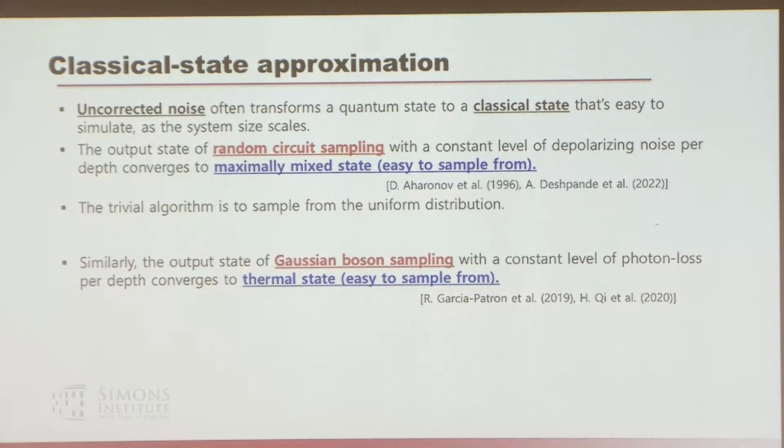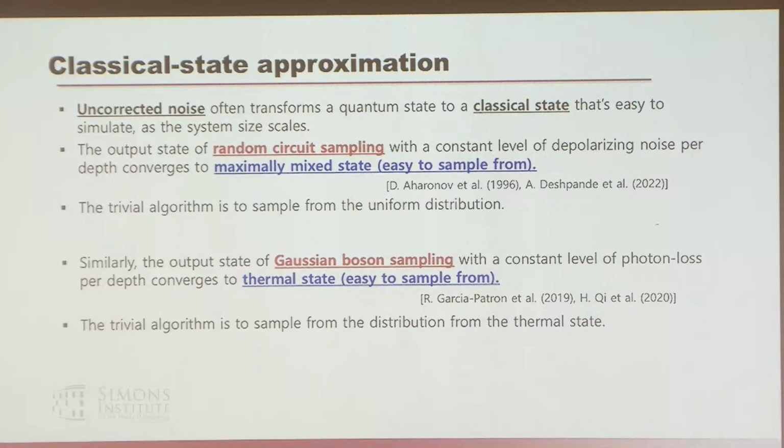I haven't introduced what thermal state means in this context yet, but you can just think of it as a kind of maximally mixed state in Gaussian boson sampling, in the sense that eventually, after a large amount of loss, it becomes a classical state that's easy to simulate. I'm going to revisit this part in the next few slides. So you can just treat this as some easy state, easy to simulate.